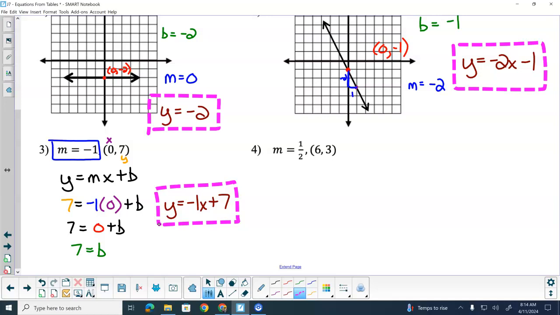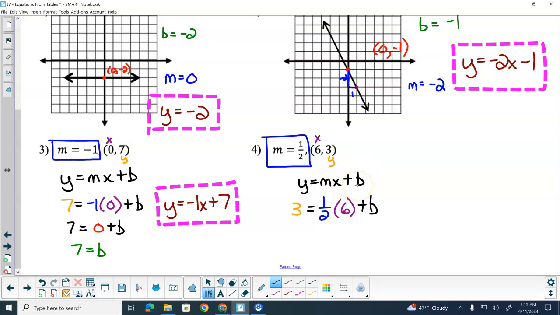How are we? Just next. Okay? Talk to me about what we got in number 4. That would work too. So you went 3 equals 1/2 times 6 plus b. Okay. What did you get for 1/2 times 6? Three equals 3 plus b.